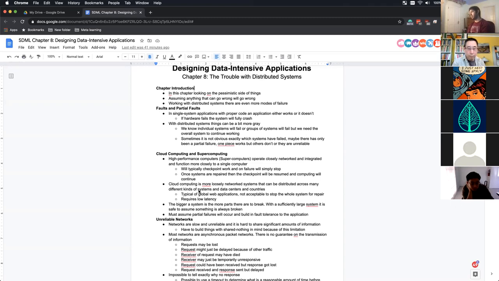But that's not really possible with cloud computing, because if you have 1,000 systems distributed all across the world, you can't pause all of US operations because some system in South America failed and you need to get that back online.